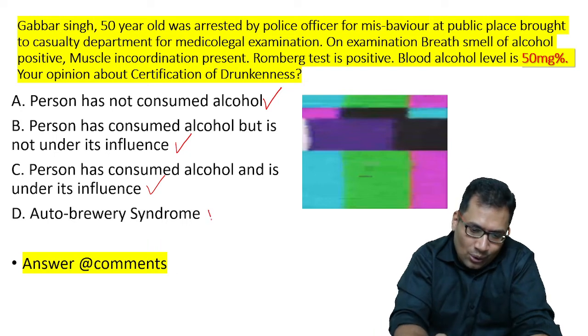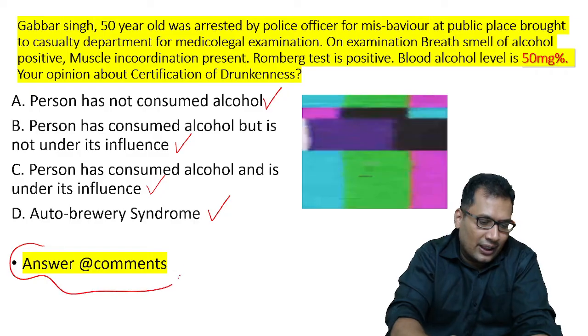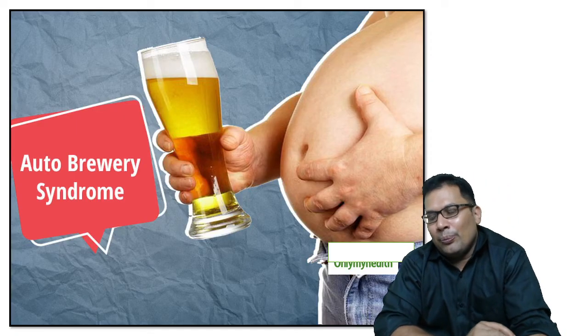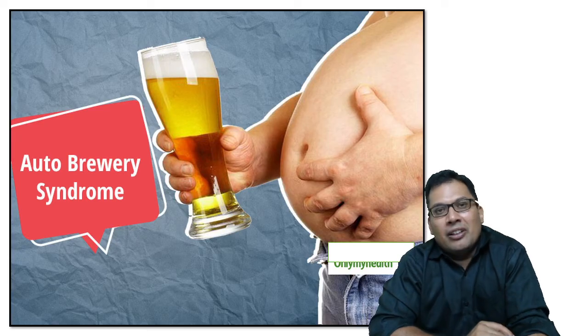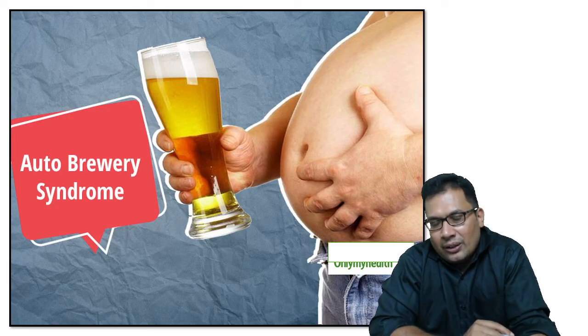Option D, auto brewery syndrome. Write your answer in the comment section. Also, write what you mean by auto brewery. So that completes the drunkenness certificate.